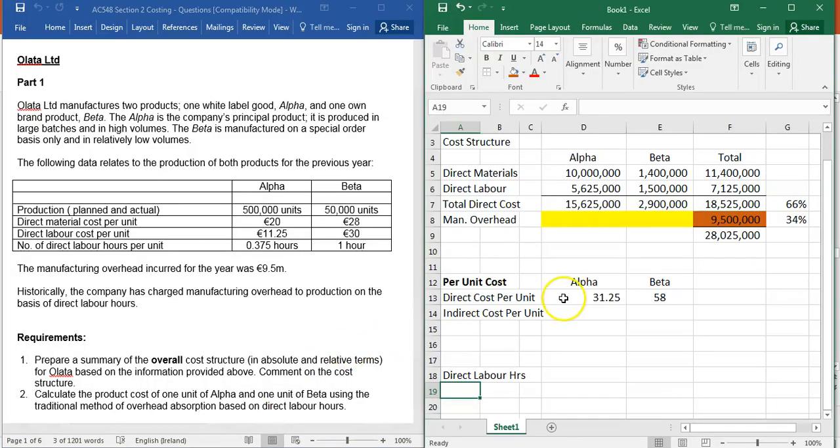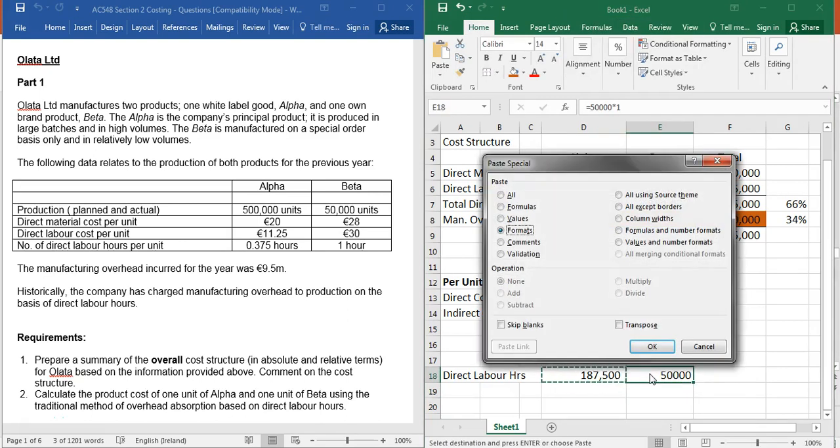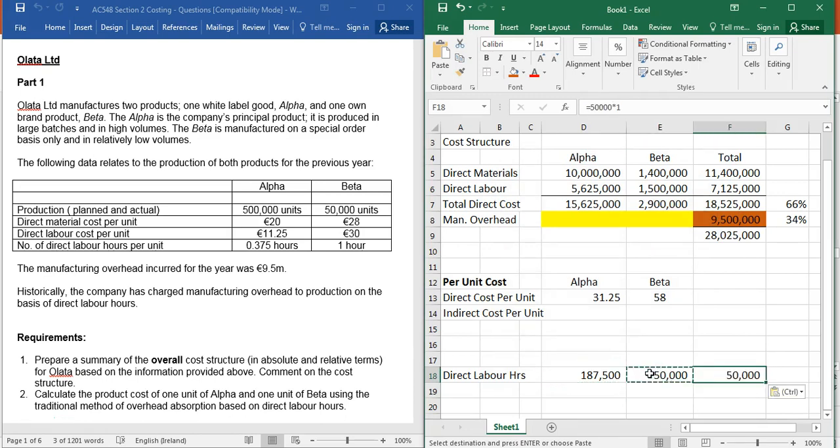So in this regard, the total hours for alpha is 500,000 units times 0.375, because every unit produced only uses 37.5% of an hour. So it uses 187,500 hours. Similarly for beta, they have 50,000 units. And each unit actually takes an hour here, because again, it's special order made, it's probably more labor intensive. So that means in total, you're going to have 237,500 labor hours.